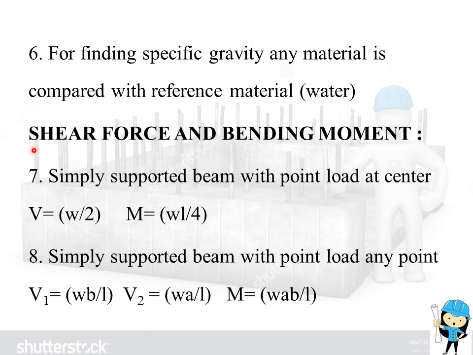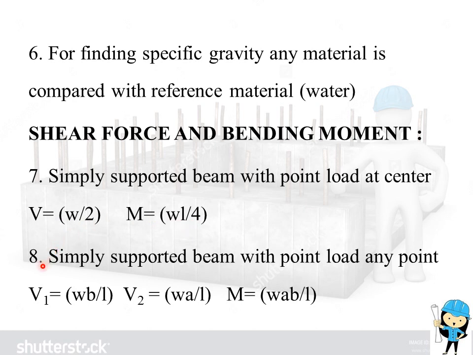Next, we are going to see shear force and bending moment formulas for different loading conditions for different types of beams. First, simply supported beam with point load at center. For this, shear force is equal to W by 2 and bending moment is equal to WL by 4. Here W is equal to load and L is equal to span of the beam.